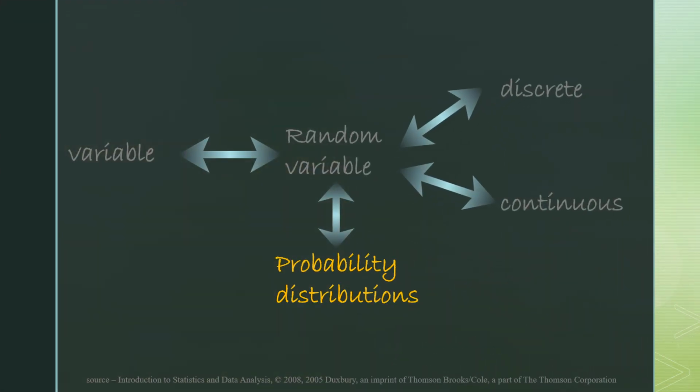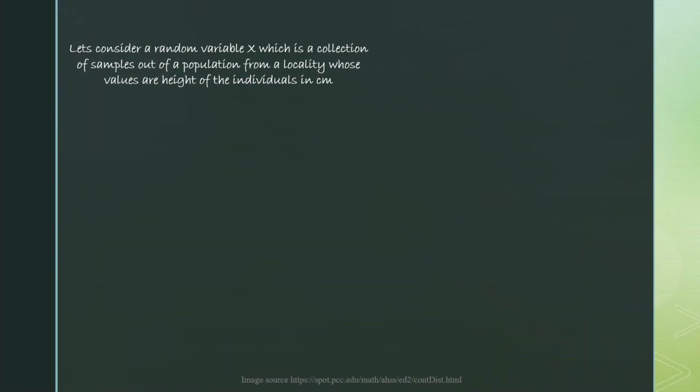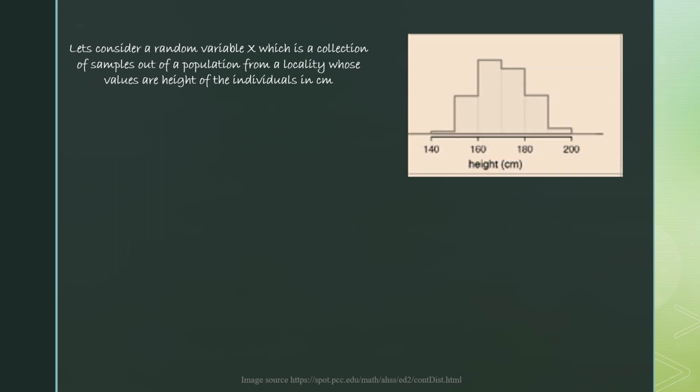Probability distributions for continuous random variable. Let's consider a random variable x, which is a collection of samples out of a population from a locality whose values are height of the individuals in cm. This histogram represents the probability distribution for the above sample. Assume range encountered for the heights is between 140 and 200 cm. Note the value of x is a real value and its accuracy, in other words, the number of decimal digits to represent the value depends on the measurement system deployed. It can run into many digits deep accordingly.